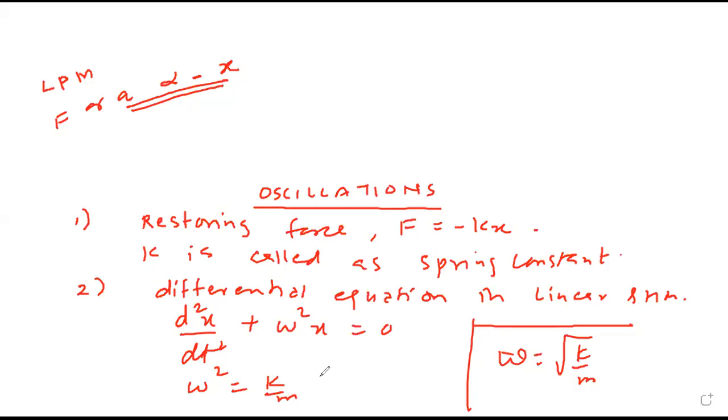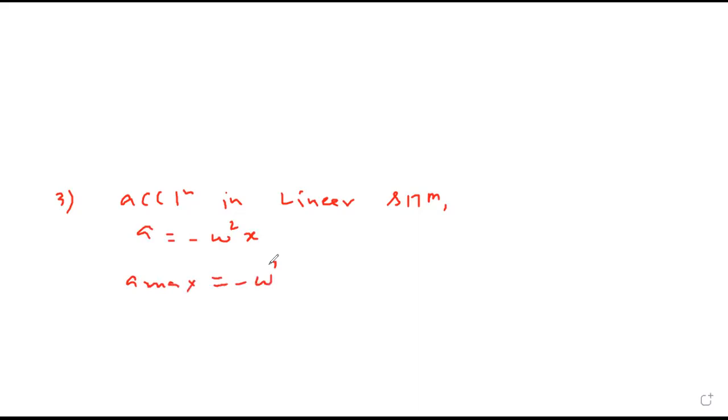What is acceleration in linear SHM? Acceleration is minus omega square x, a equals minus omega square x. A maximum will be minus omega square A. At mean, what is acceleration? Then velocity in linear SHM.